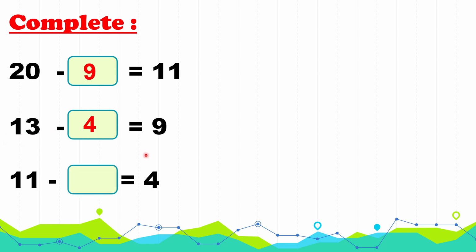Next one, the smallest number here is 4, so I'm going to count after 4 to reach 11. After 4: 5, 6, 7, 8, 9, 10, 11. I have 7 fingers on, okay?